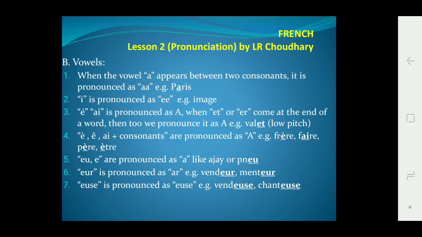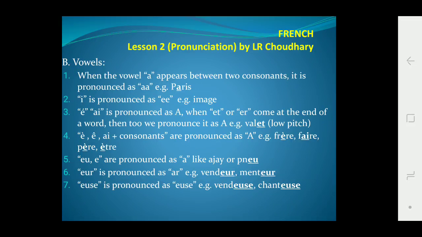The number 6, E-U-R, is pronounced as air. For example, mon docteur, mon docteur. So the highlighted sound is air. You can practice. Number 7, it's EUSE.